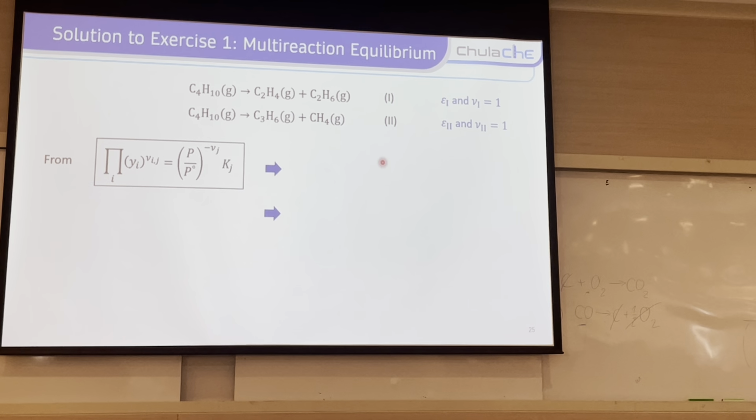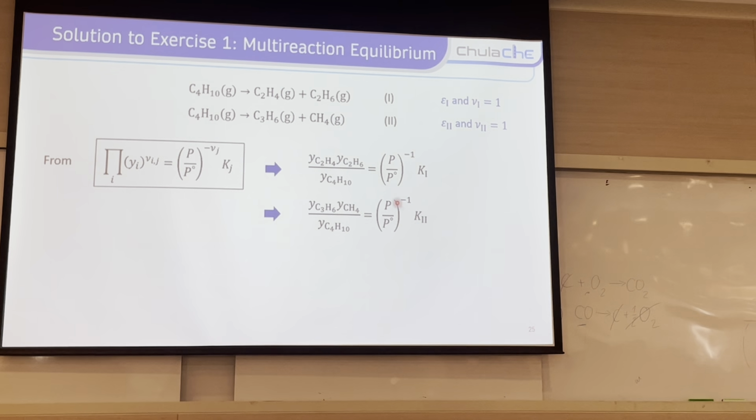You have two equations. You have two reaction coordinates, separate for each reaction. For reaction 1, you have the stoichiometric number equal to 1, and it's the same for reaction 2. The total stoichiometric number equals 1 as well. So you can write this equation into two equations based on each reaction.